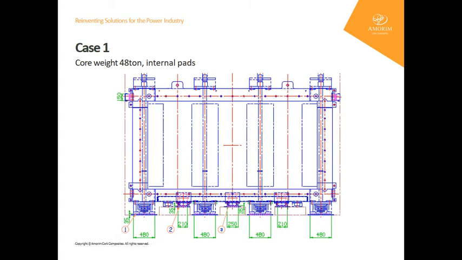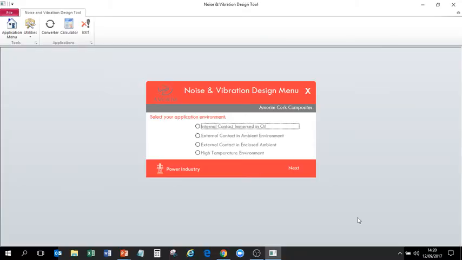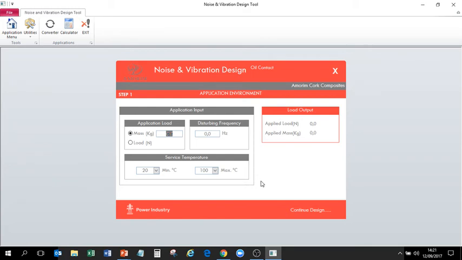So first slide, you must remember we have 7 different legs with different dimensions and a weight of 48 tons, and we are going to use internal pads. So let's go back to the software. So it's internal contact immersed in oil. First is easy, and by doing this we are automatically selecting the VC2100 material. Going to step number 1, application input.